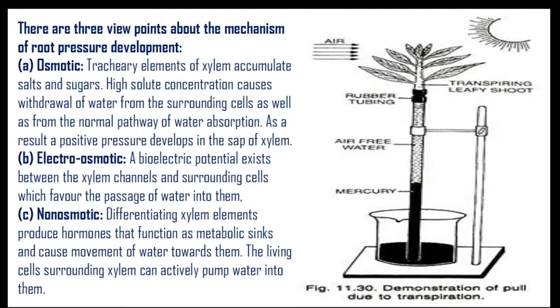Likewise, a bioelectric potential exists between xylem canals and surrounding cells, which favors the passage of water into them. That means the adjacent cells of a leaf and the xylem canals can create an electroosmotic pressure, and that's why there is a development of a transpiration pull.